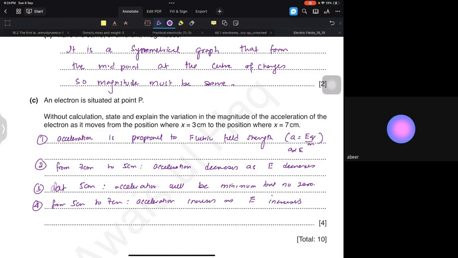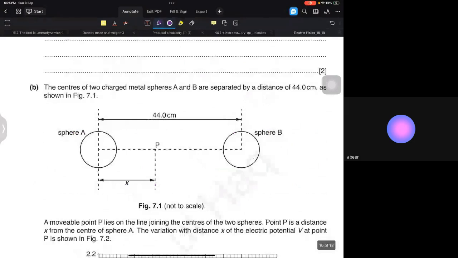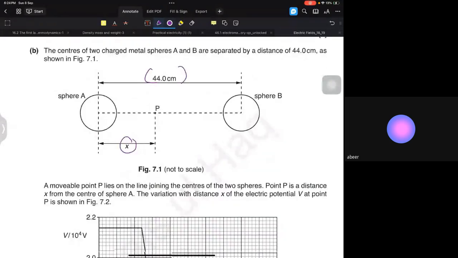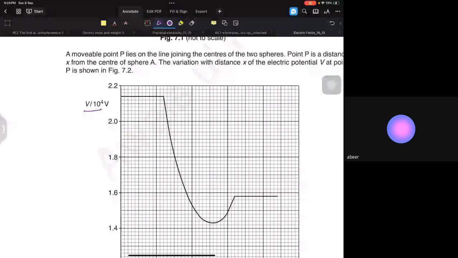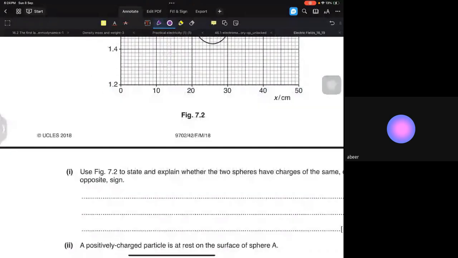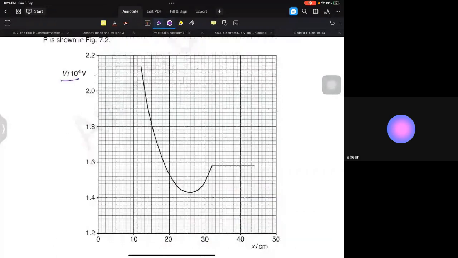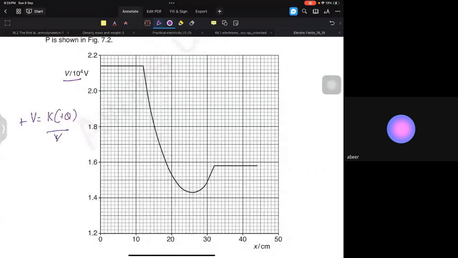Now, we're just short of time, so we'll solve the last question. You have 2 spheres, the distance between them from center to center is 4, and they have given you a graph of potential this time. Now, they ask whether the 2 spheres have the same or opposite sign. Potential is a scalar quantity. So obviously, if the charge is positive, then the potential will be positive. If the charge is negative, the potential will be negative.